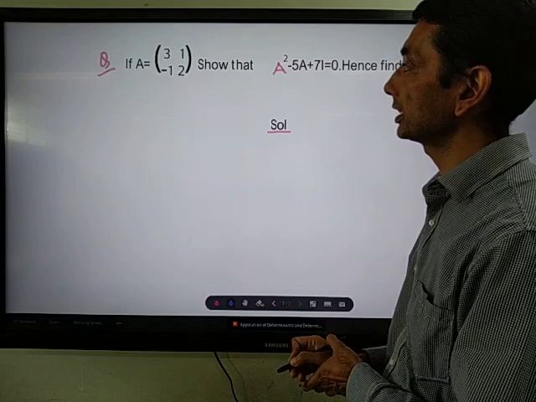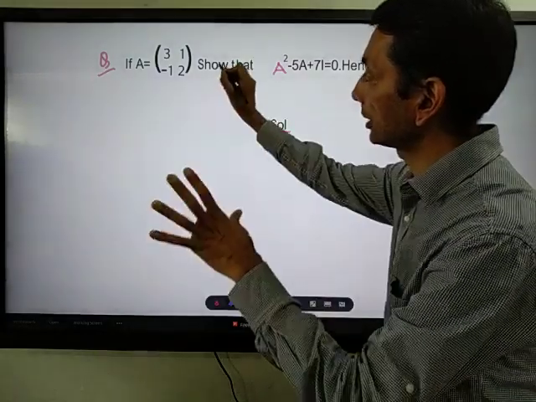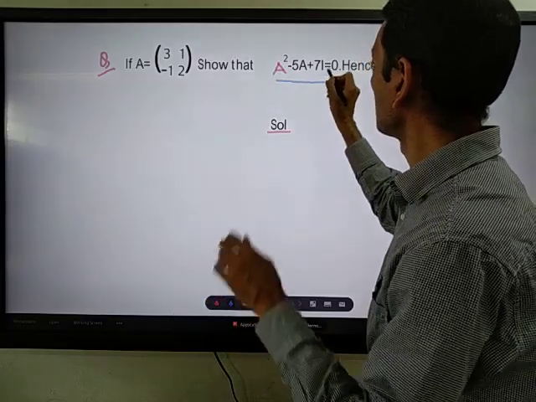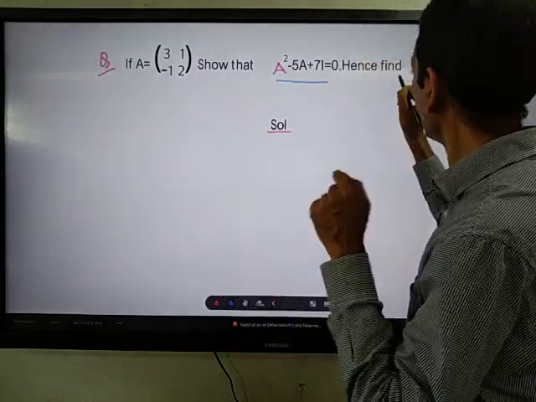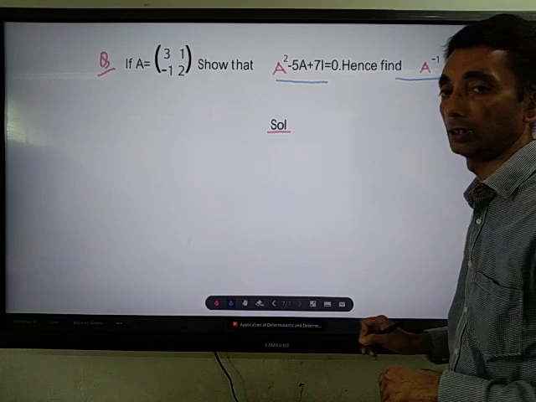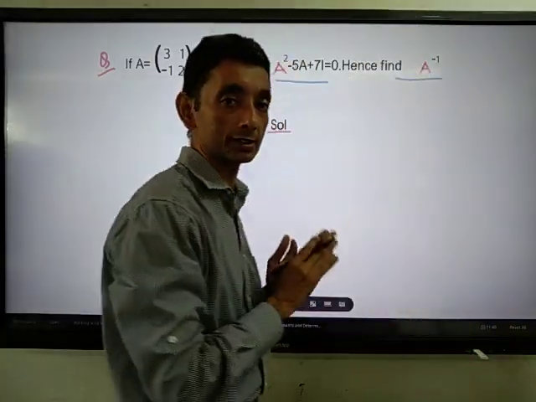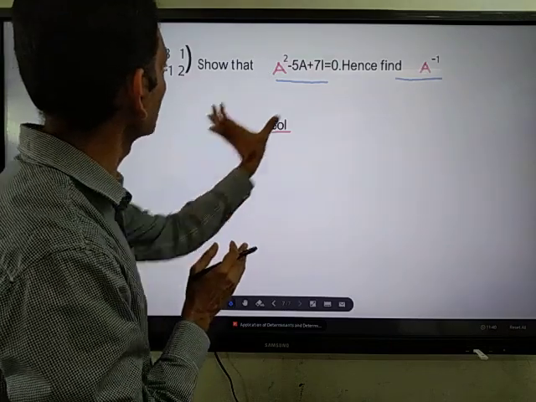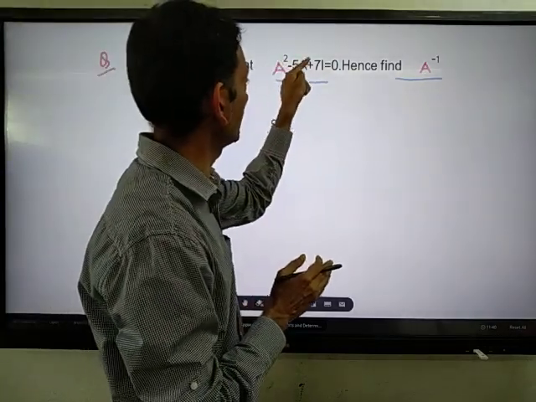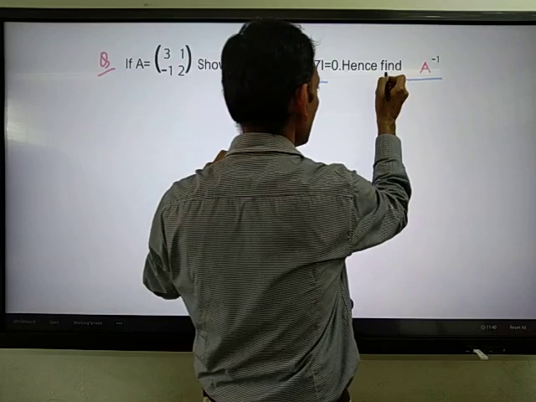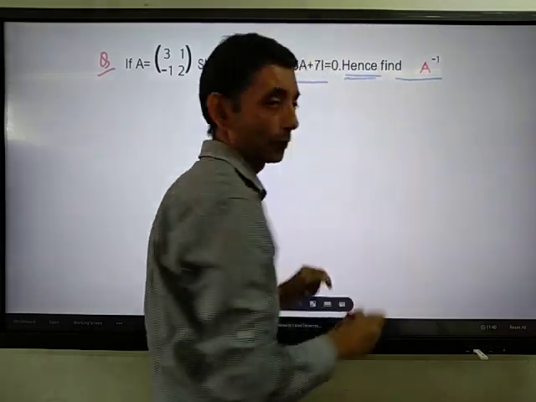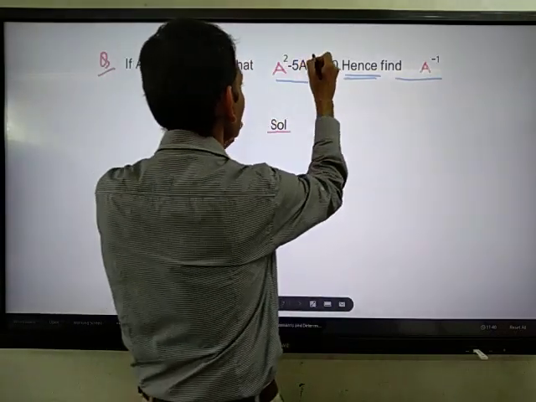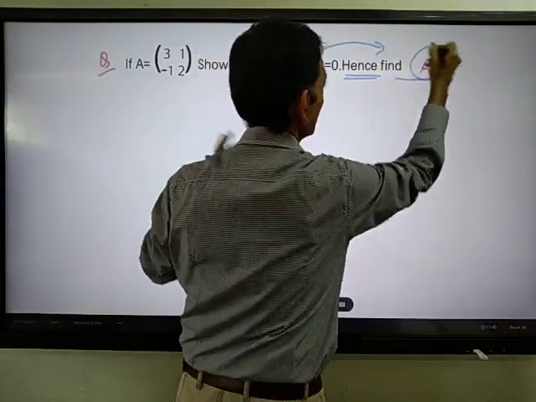Okay, what is the question? If A equal to [2, 3; 1, minus 1, 2], show that A square minus 5A plus 7I equal to 0, and hence find A inverse. So there are two parts to the answer here. First part, you need to show that A square minus 5A plus 7I equal to 0, and remember this word is very important. What is that? Hence find A inverse. That means using this equation only you need to find A inverse.